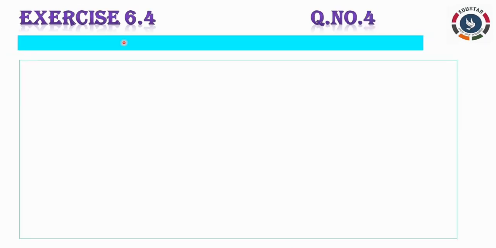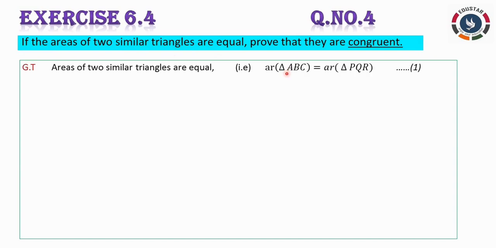Now question number 4 from exercise 6.4. If the areas of two similar triangles are equal, prove that they are congruent. Let us take the two similar triangles ABC and PQR. Their areas are equal, it is given in the statement. So which theorem are we going to apply now?